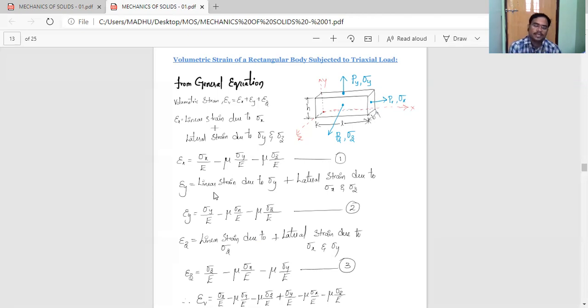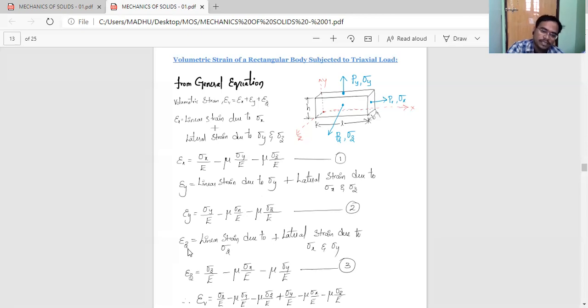and sigma z. So epsilon y is given by sigma y by E. This is the longitudinal or linear strain due to sigma y, minus the lateral strains due to sigma x and sigma z: mu sigma x by E minus mu sigma z by E. This is the second expression.